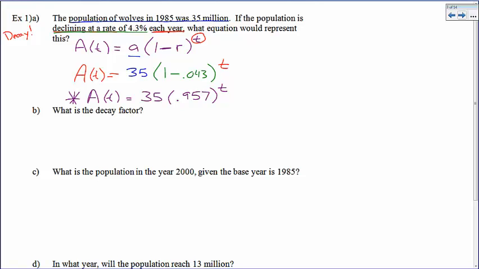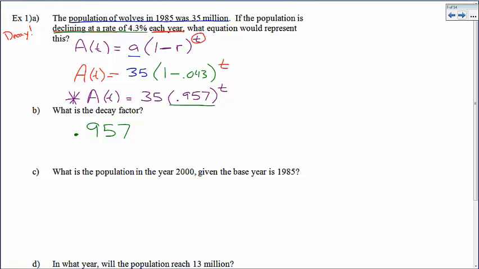For b, we simply need to know the parts of our formula. When we are asked what is the decay factor, we know that this is the part of the formula that involves the rate. In other words, 0.957 is the decay factor.